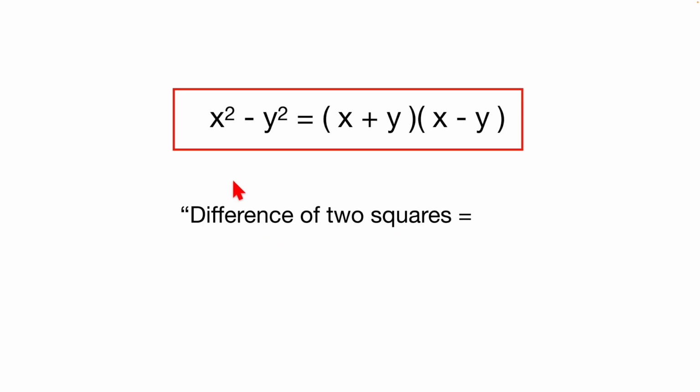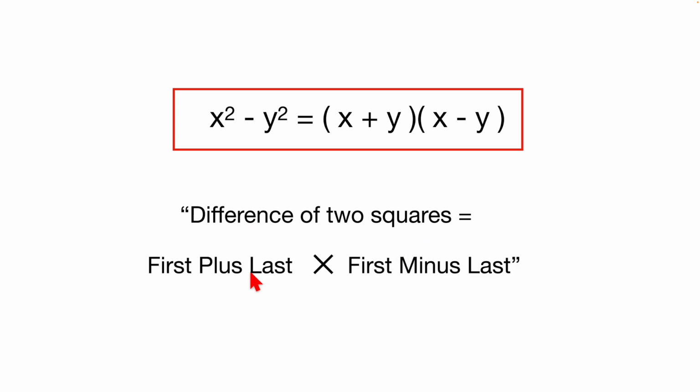To summarise, I remember it this way. I think it's quite attractive. I think it's easy to remember. x squared minus y squared equals x plus y times x minus y. But some people like to remember things in words. So the difference of two squares equals first plus last times first minus last.